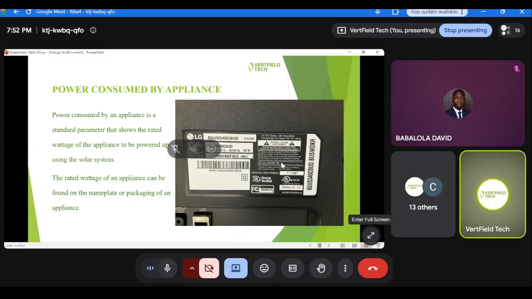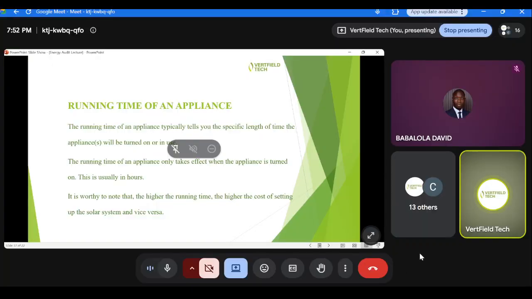So that is to tell you that every appliance has an energy consumption. The running time of an appliance gives you the information of how long, the specific length of time, the client intends to power or run that appliance. So the running time only takes effect when those appliances are powered up. It could be 1 hour, 2 hours, 3 hours, 4 hours. What you have to know as a professional in this field is the higher the running time, the higher the cost of system installation. That is, the total amount of money you'll be using to do the installation is also going to be on the high side.